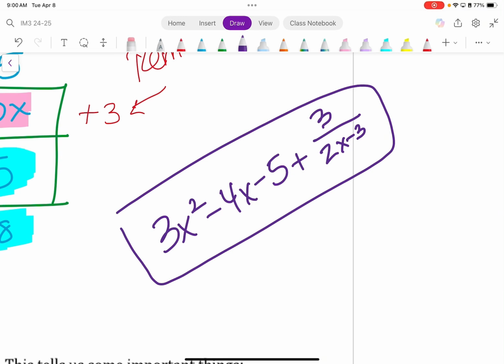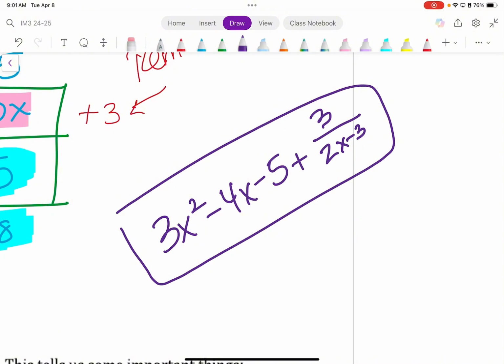Yes, question. What do you mean? It could happen, but we won't see that in this class. All the polynomial division that we see in this class will be dividing by 2 terms. All right. Any questions then on this section?